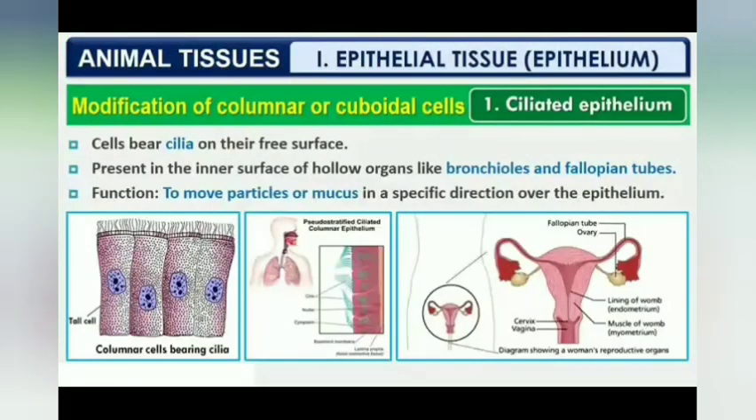Next is modification of columnar or cuboidal cells. These cells are called ciliated epithelium, and they bear cilia on their free surface, present in the inner surface of hollow organs like bronchioles and fallopian tubes. Their function is to move particles or mucus in a specific direction over the epithelium.